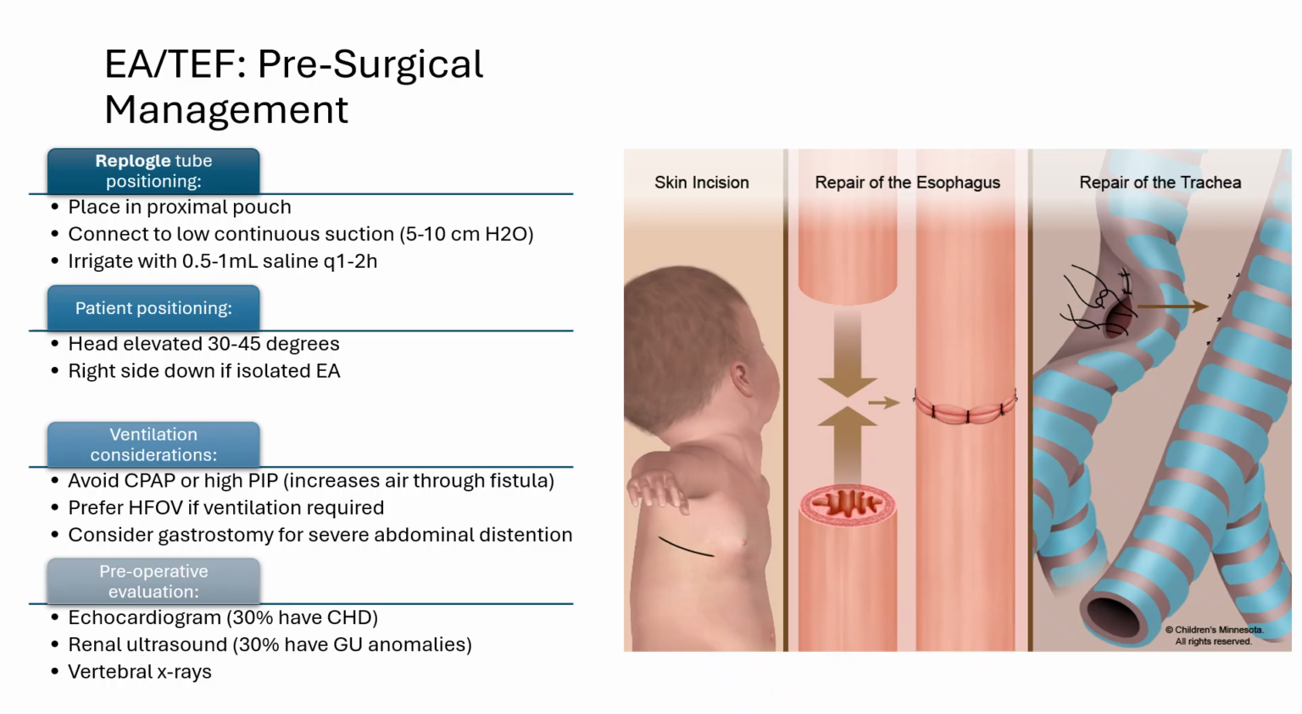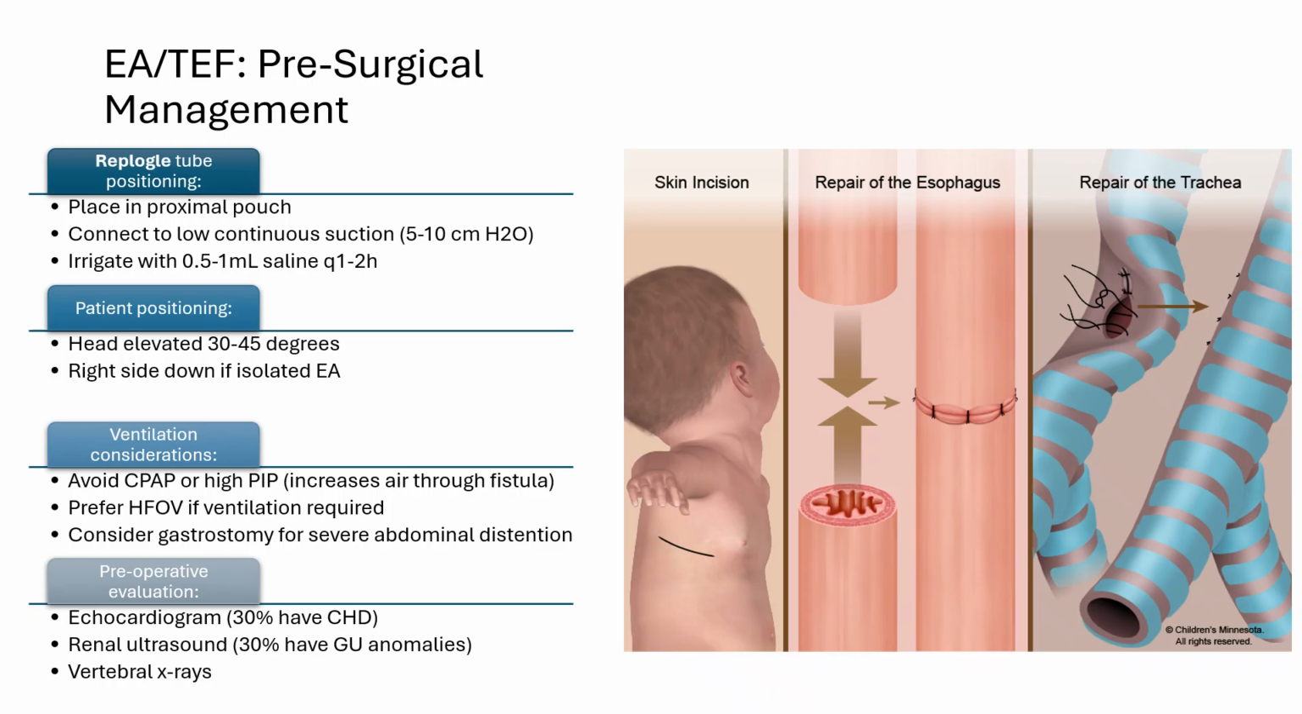Ventilation management requires careful consideration. Avoid CPAP and high positive inspiratory pressures because they force air through the fistula directly into the stomach. This creates a dangerous cycle. Gastric distension compresses the diaphragm, worsening respiratory function. If ventilation becomes necessary, use the lowest pressures possible or consider high-frequency oscillatory ventilation. When gastric distension becomes severe enough to compromise breathing, you may need emergent gastrostomy placement.